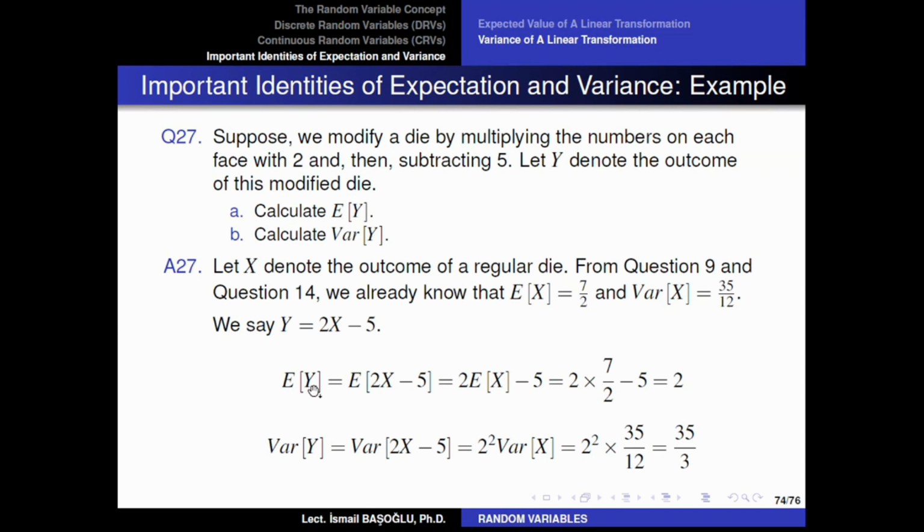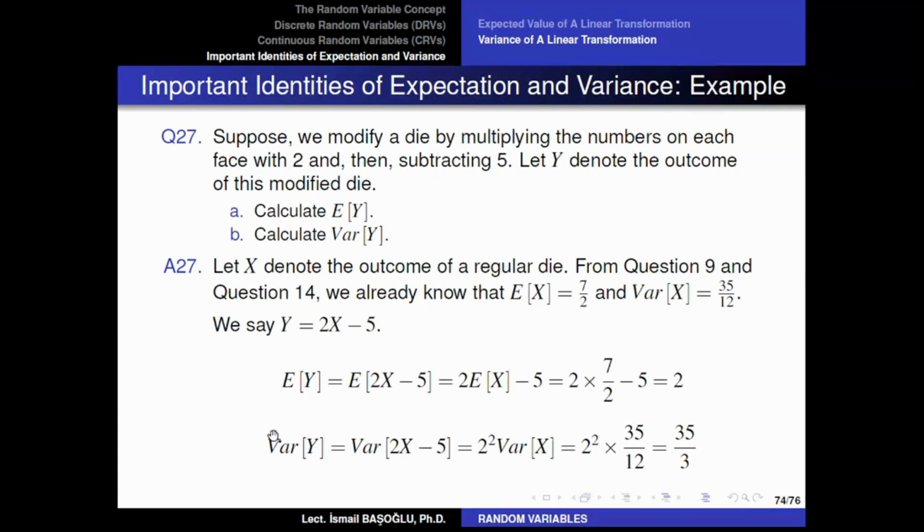And expected value of y is equal to expected value of 2x minus 5. And we know from the previous propositions, in a linear transformation, both the multiplier and the increment can get out of the expectation without any change. Expected value of 2x minus 5 is equal to 2 times expected value of x minus 5. And since the expected value of x is 3.5, we multiply 2 with 7/2 and subtract 5. This new modified die's expected value is 2.